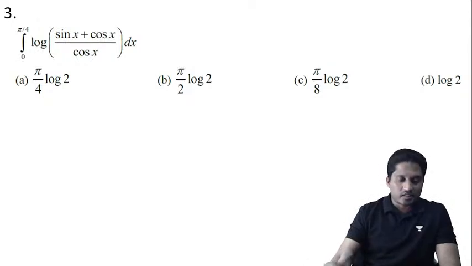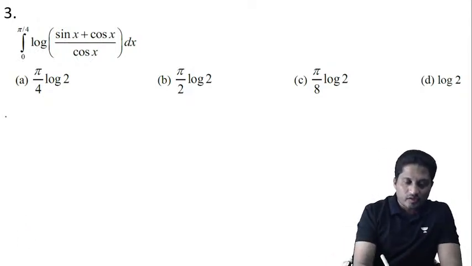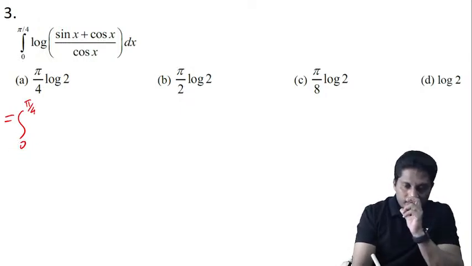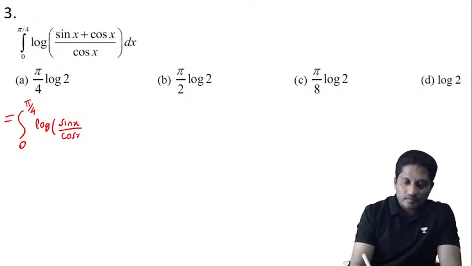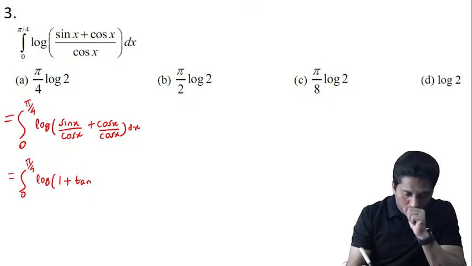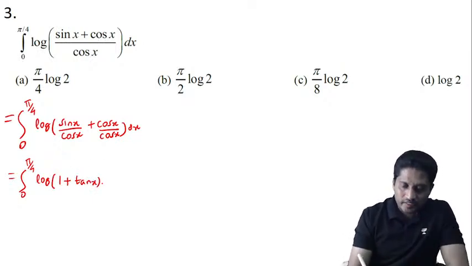See, there are some standard results which you need to remember. This is of the form 0 to pi by 4. And then this is equal to log of sin x by cos x plus cos x by cos x, and then this is dx, from 0 to pi by 4. And then this is log of cos by cos is 1, sin by cos is tan, and then this is dx.